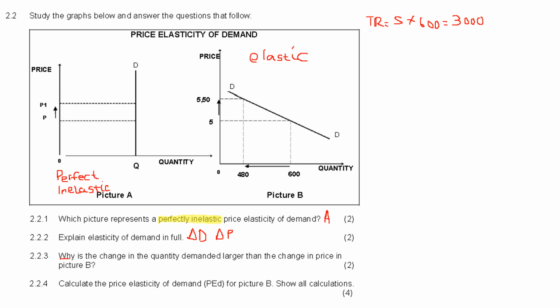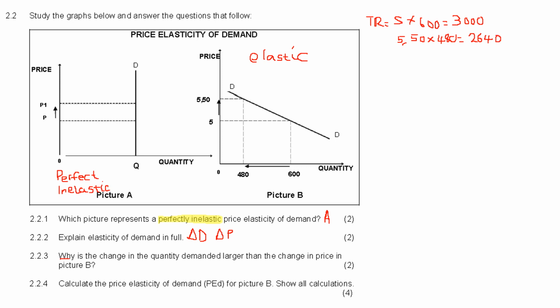Now let's see what happened after the price increased. After the price had increased, it became 5 rand 50. And then we are going to multiply that. They are now selling 480 units at 5 rand 50. So if you multiply this, punch it on your calculator, you are going to notice that your answer is 2,640. Okay, 2,640.